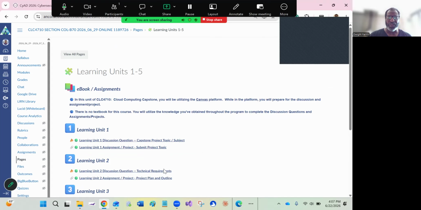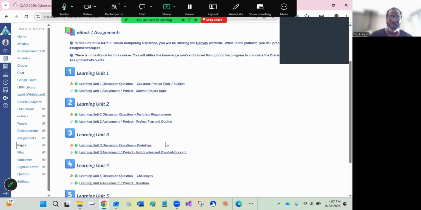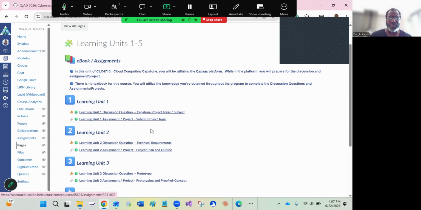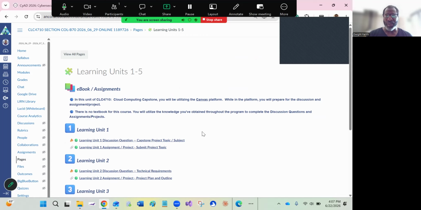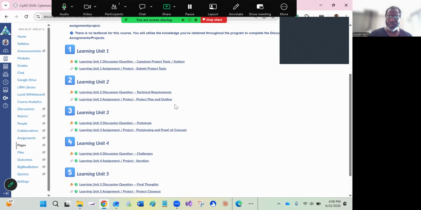And then you have the learning units. I'm going to briefly overview the structure. There are 5 learning units that correspond to the 5 weeks. We don't really have a textbook for this course. Basically, you're creating a project that you're going to walk through, and I'll go through the components and break them down a little bit more as far as the learning units. So the overview is pretty straightforward. The capstone has discussion questions. That's a part of our experience.